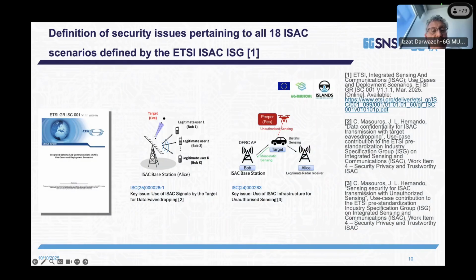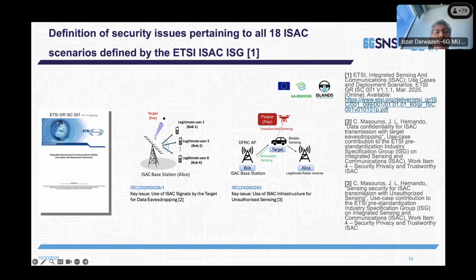One of them is when the ISAC signaling itself is used by the target for data eavesdropping, so to basically detect the information itself. Or the second possibility is when the ISAC infrastructure itself is used for unauthorized sensing, so sensing of location of connected or unconnected objects, finding the location of someone without authorization.